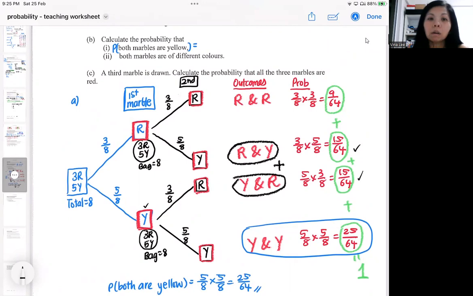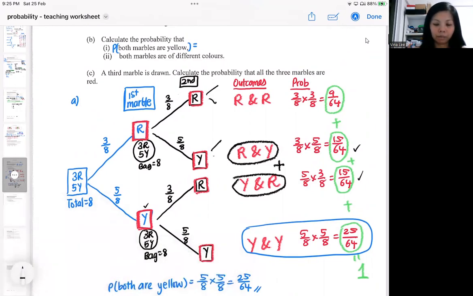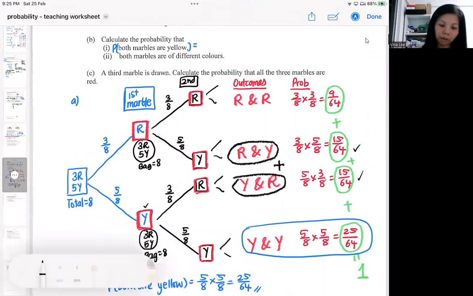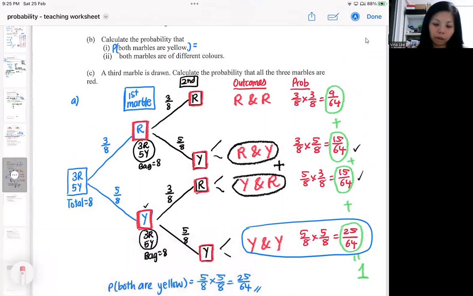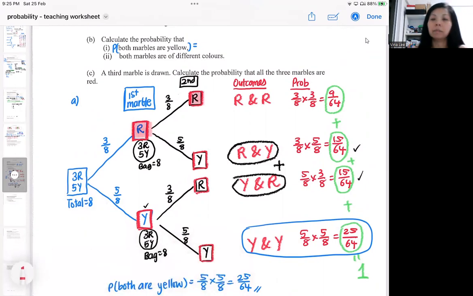Okay, so a third marble is drawn. Calculate the probability that all the 3 marbles are red. If you need to pick a third marble, you have to branch out one more time, but you can choose not to branch out. Look at the situation. Where is the situation where all the 3 are red? These 2 are already red, so you need the third one to be red.